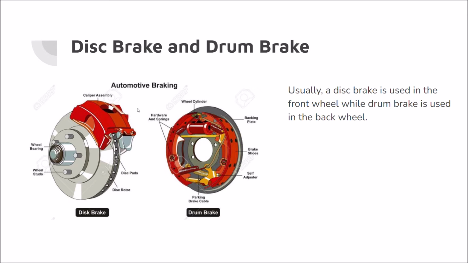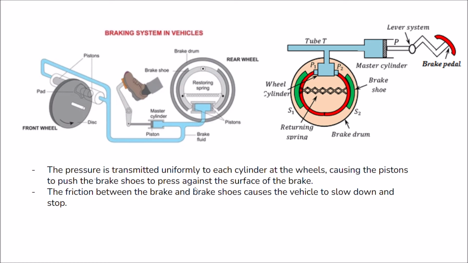There are two types of brakes that are used. The first one is a disc brake and the other is a drum brake. The disc brake consists of a disc and also the disc pad. The drum brake, on the other hand, has a piston inside it and it also uses springs. The disc brake is used in the front wheel while the drum brake is used in the back wheel. In the braking system, the pressure is transmitted uniformly to each cylinder at the wheels, causing the pistons to push the brake shoes to press against the surface of the brake.